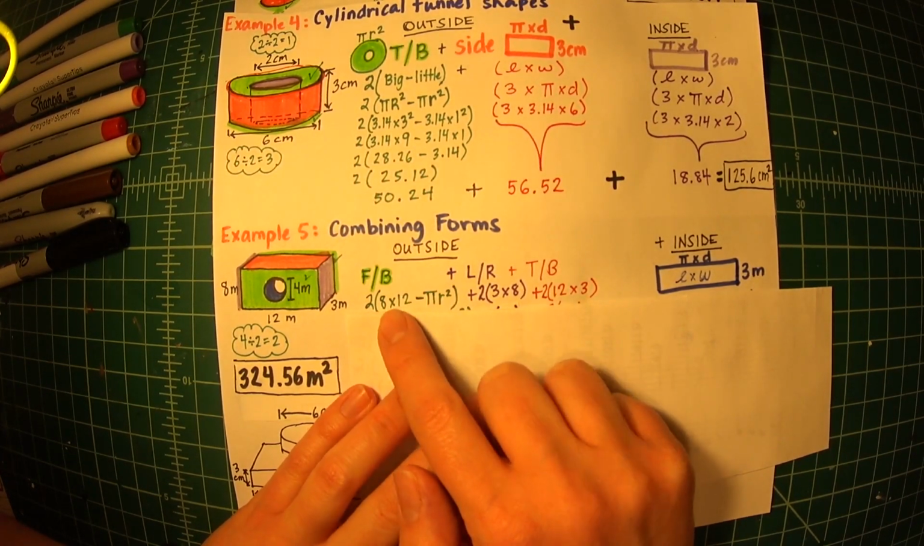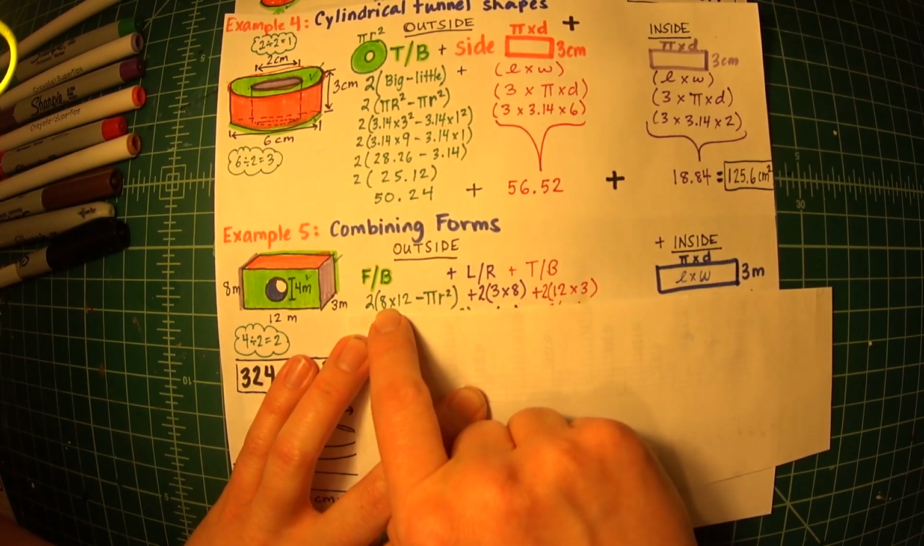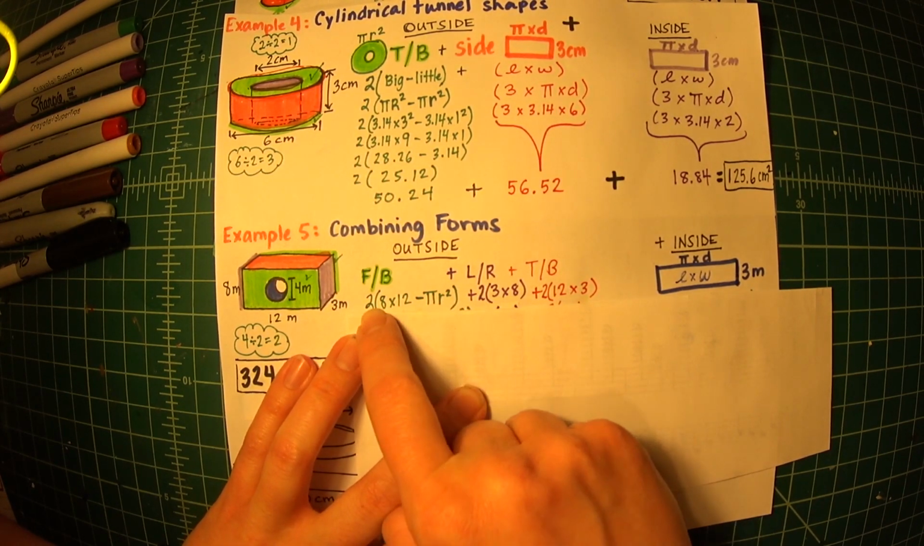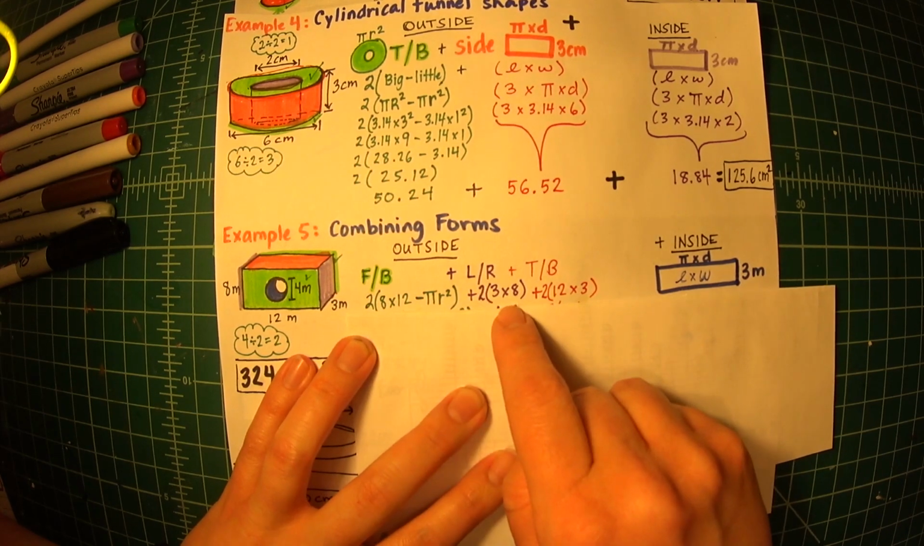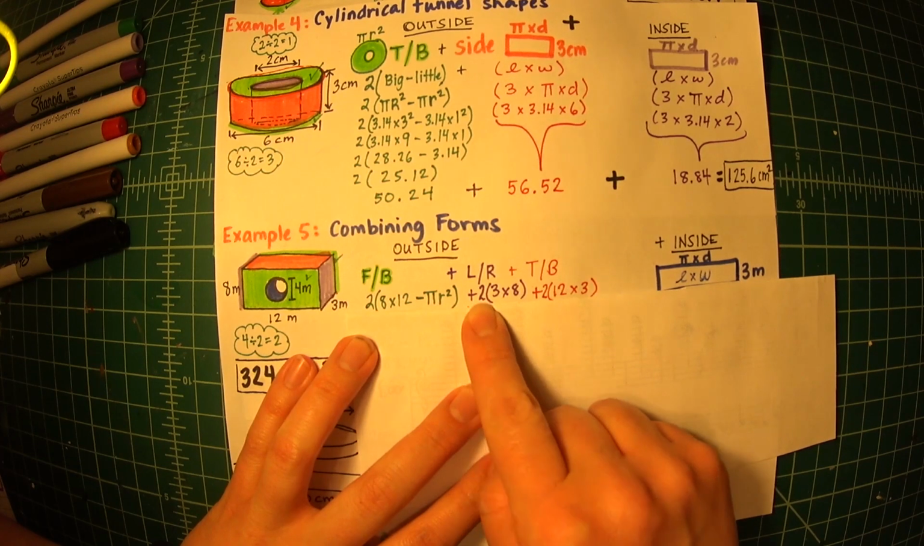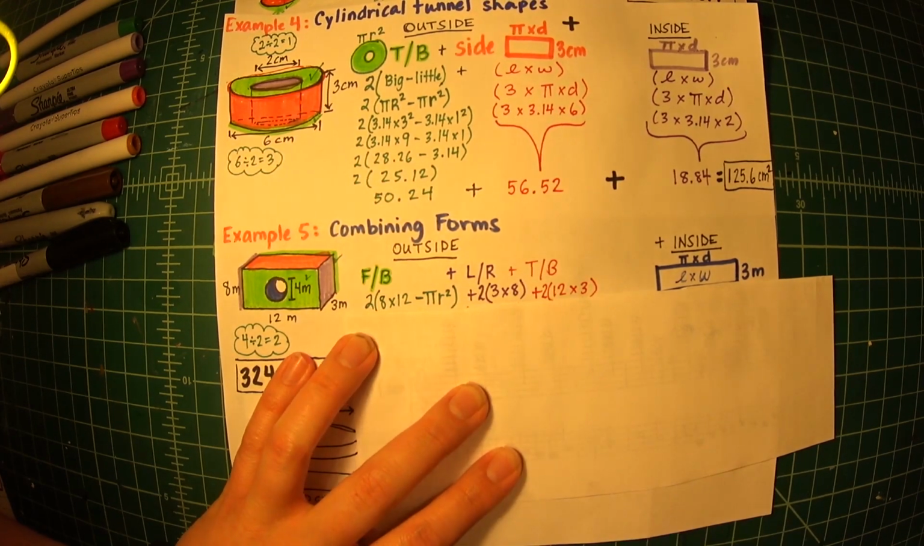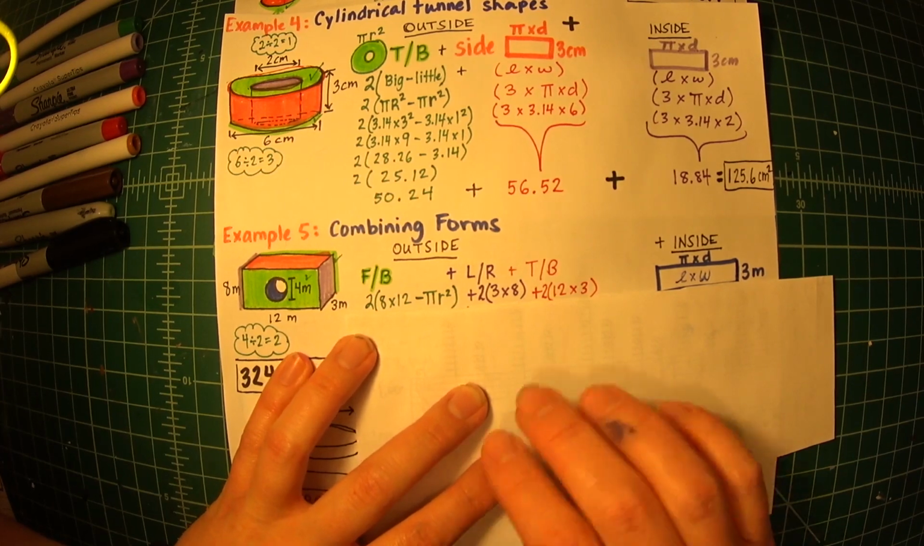Going back over here, looking at my outside calculations. So you can see whatever I do to get the front, I double to account for the back. Whatever I do to get the right side, I double to account for the left side. And whatever I do to get the area of the top, I double to also get the area of the bottom.